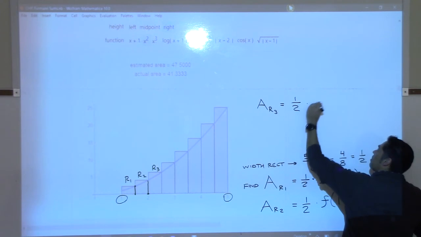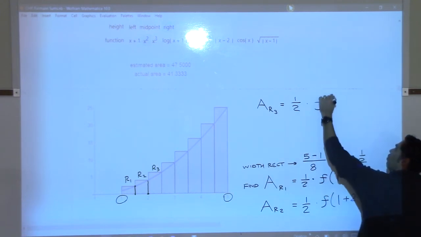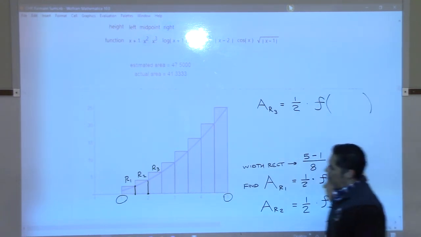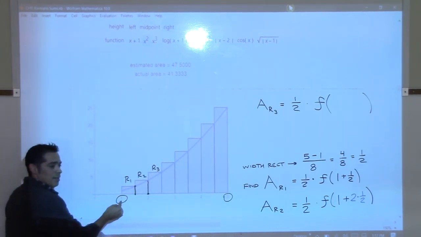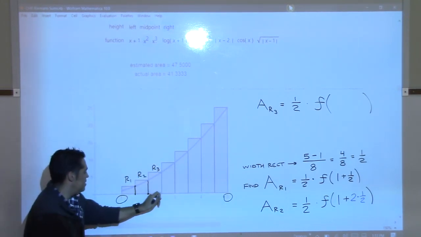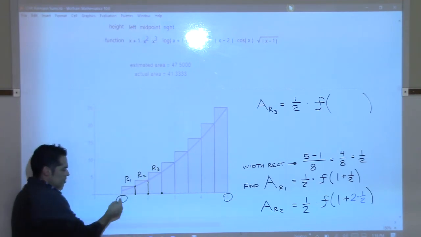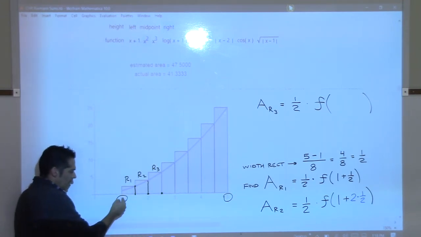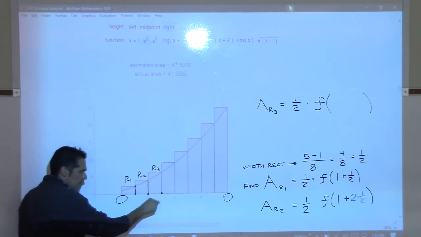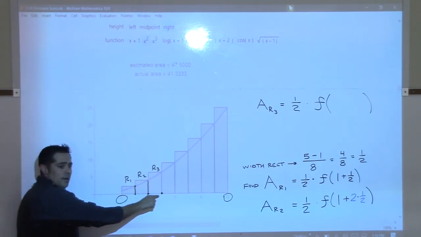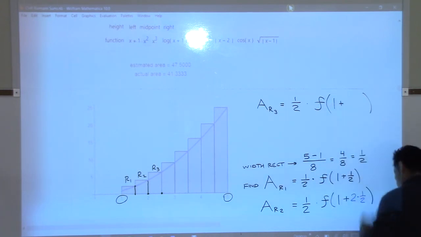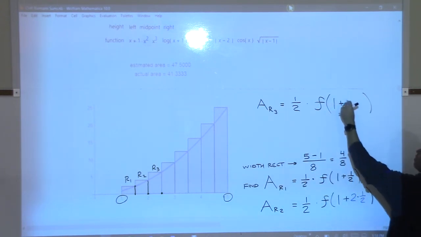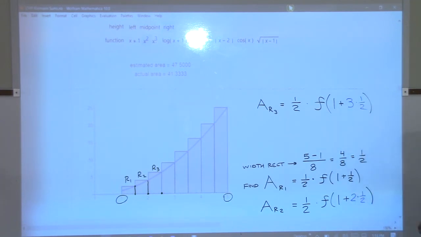And then times the function's value where? Okay. Yeah, so now we're going to use the same idea. We're going to start here at this left endpoint, and we're going to try and get ourselves to here now. So we've got to start at 1 and then add by what? How many jumps of a half? 3 jumps of a half this time, right? We're going to go 3 times 1/2, right? Feel good?